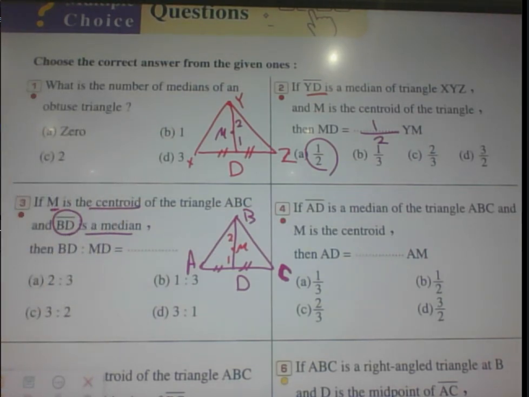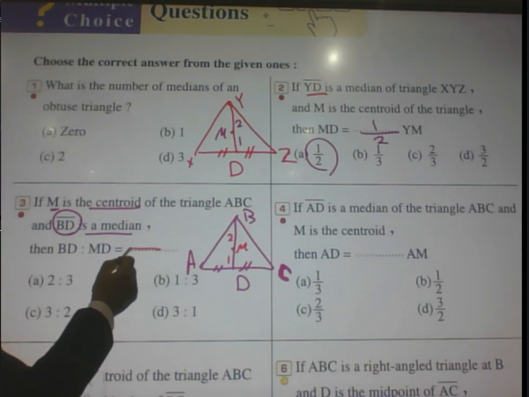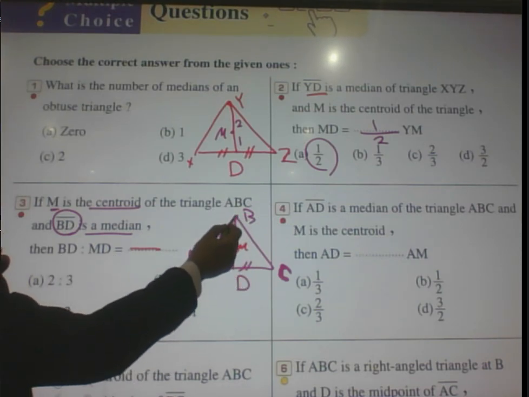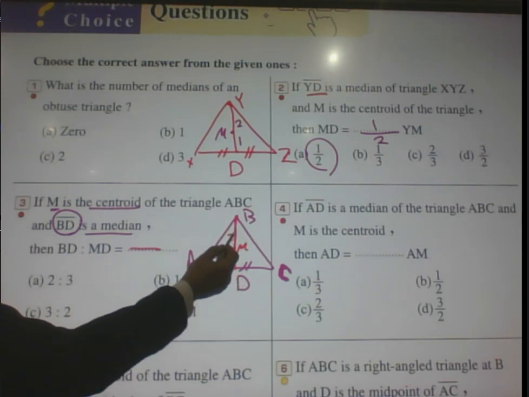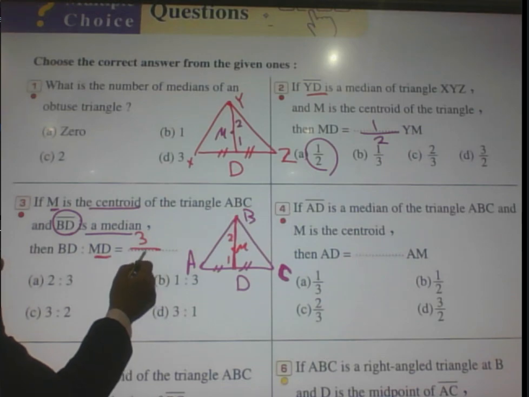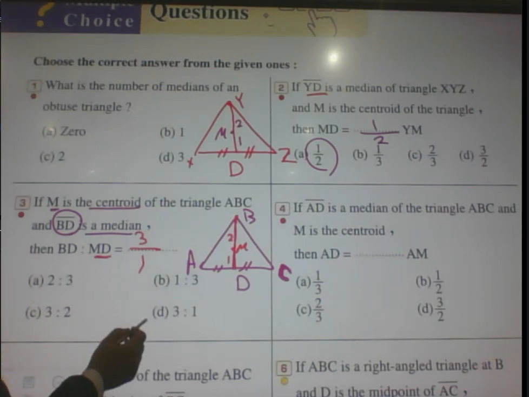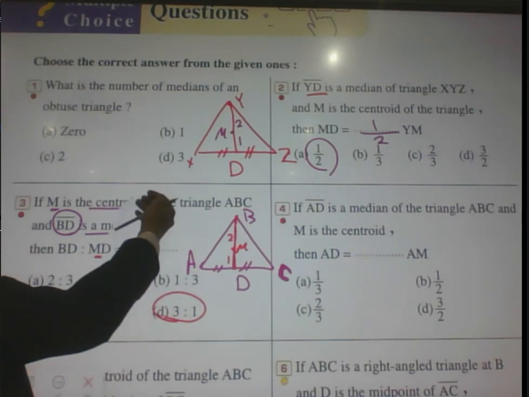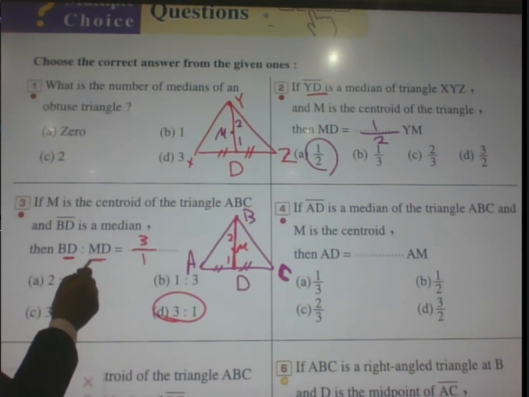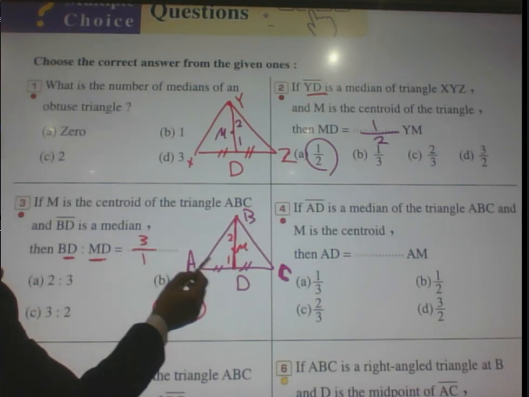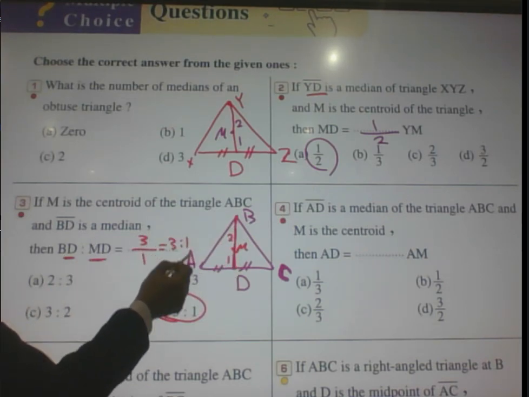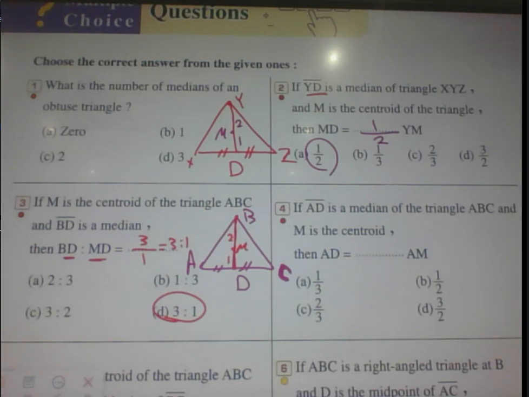And the ratio between BD, we can write here, BD, look here, B to D, 2 plus 1 equals 3. So the length BD is 3 parts. And MD will be 1. The result will be 3 over 1, 3 to 1. Okay, MD is 1 part and BD is 2 plus 1 equals 3. The ratio will be 3 to 1. Okay, next question.